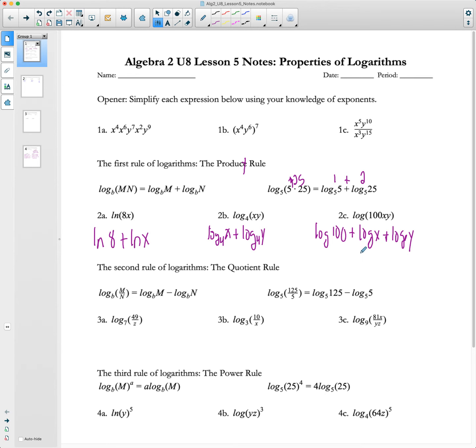Now, here's the simplification part. Nothing we can do with log y, nothing we can do with log x, but log of 100 we can simplify, because remember, this is the common log, this is base 10, so 10 to what power gives us 100? And the answer is 2. So we can simplify this piece down to 2, all right? And then we can just bring down everything else, and that's all we can really do to this problem, all right? And that would be our final answer.